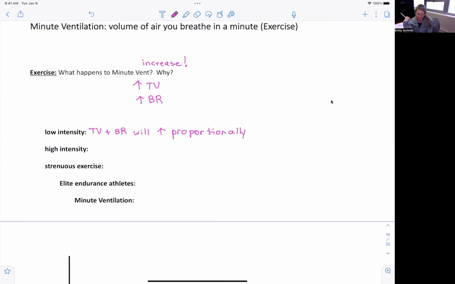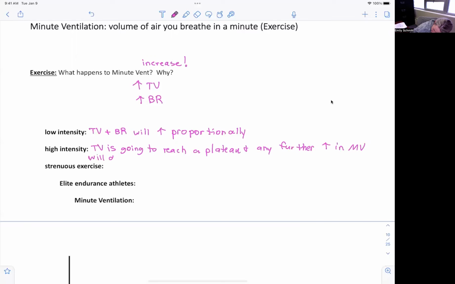During high intensity exercise, and we now know all about intensity based on that Karvonen formula with percentages dealing with heart rate, our tidal volume is going to reach a plateau, and any further increases in minute ventilation will depend solely on breathing rate.